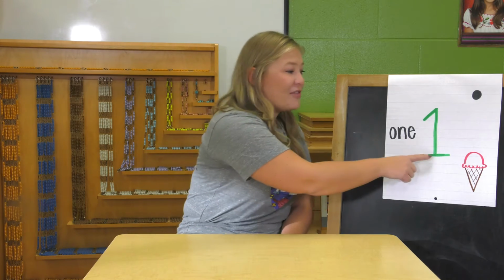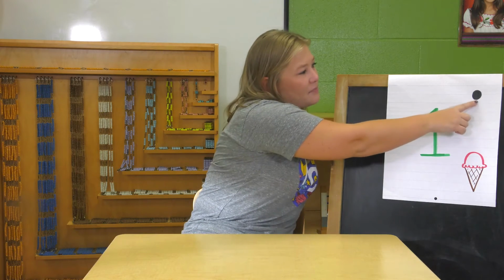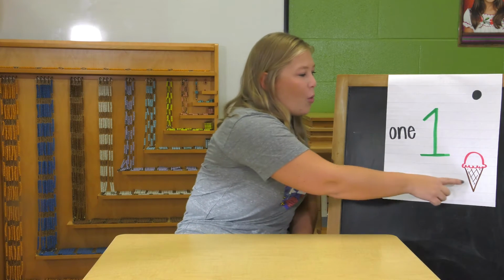Nice job. Today we're going to talk specifically about the number 1, what it looks like, how to draw it, and its value. Right here we have the number 1. This is how we write the number 1 in word form. It reads 1. We can also draw the number 1 using dots. There's 1 dot. We can also represent the number 1 by drawing a picture. So I drew 1 ice cream cone. Let's practice more learning about the number 1.